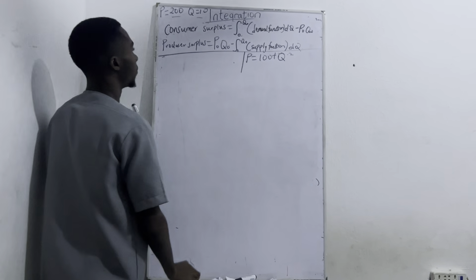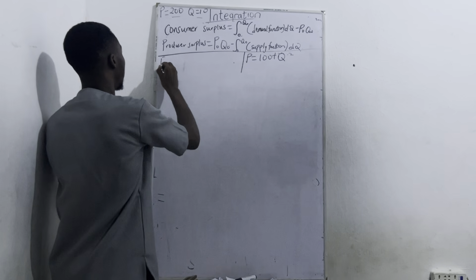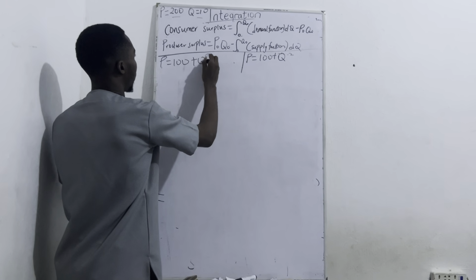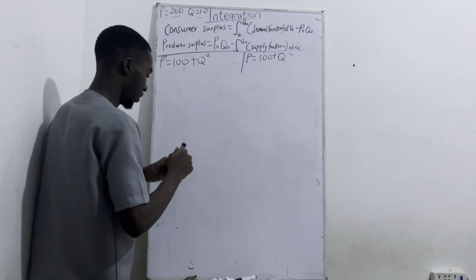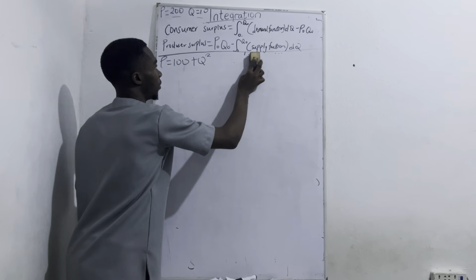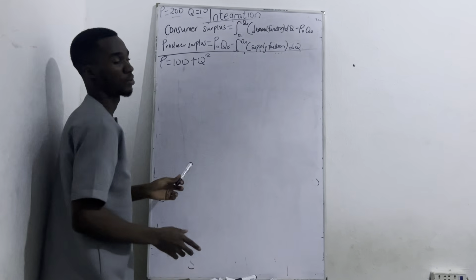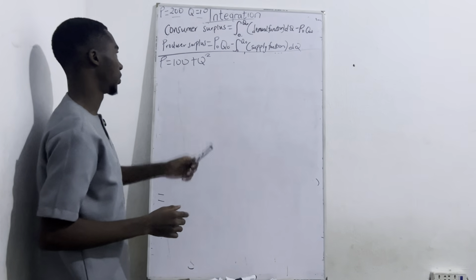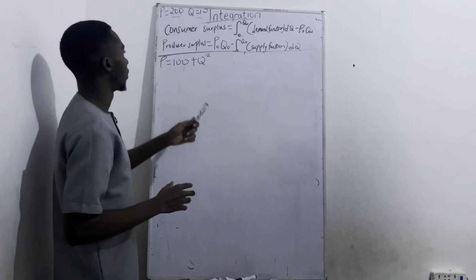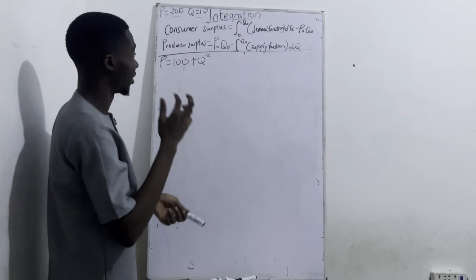So P is equal to, let me write it at this side. So P is equal to 100 plus Q squared. In the question, you see 100 plus Qs squared, but since they said at equilibrium, just know that at equilibrium, quantity demand is equal to quantity supplied. So it means our Q is the same, you get it. So yes, our P is equal to 100 plus Q squared. That's the supply function, right?